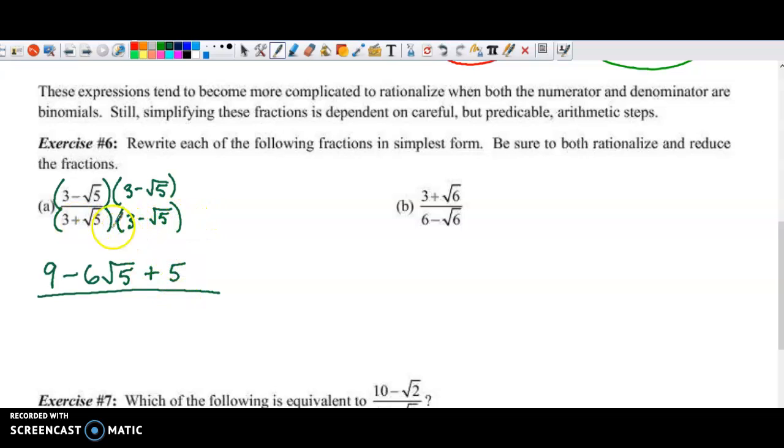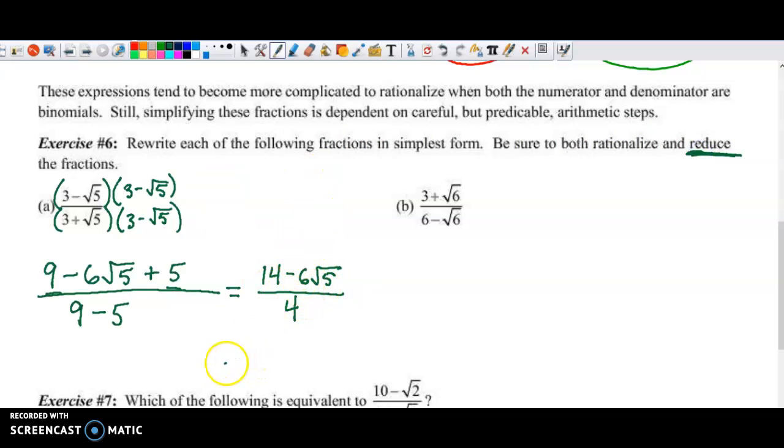And in the denominator, you still are foiling, but remember, the outside and inside terms will cancel, and our goal is to get rid of the radical, which we do. It's just 9 minus 5. So in the numerator, we have this 14 minus 6 root 5. Notice I'm combining like terms. The constants are like terms. All over 4.